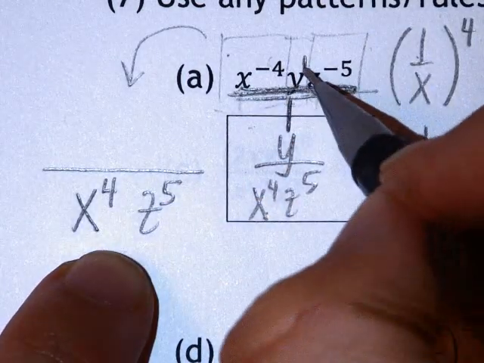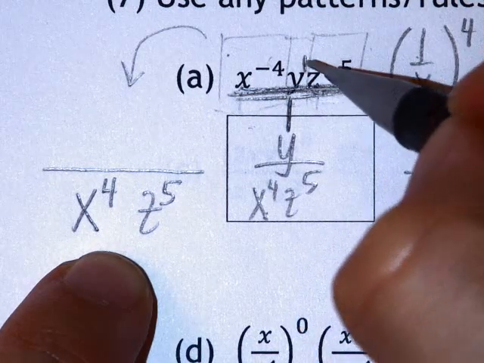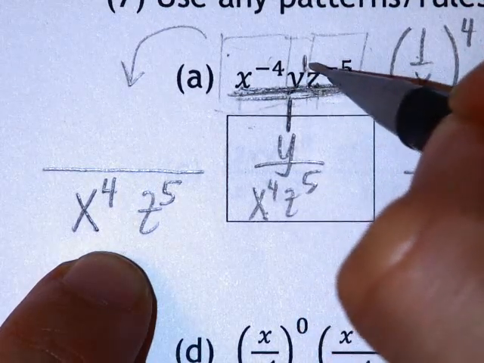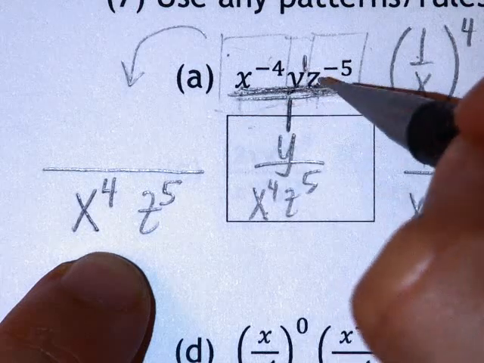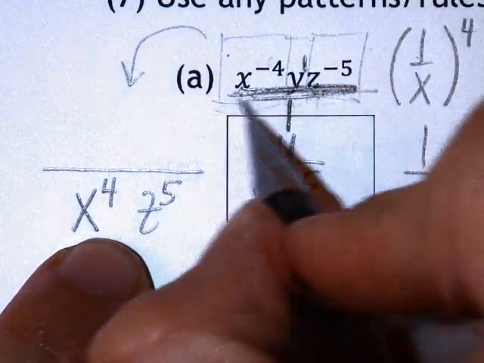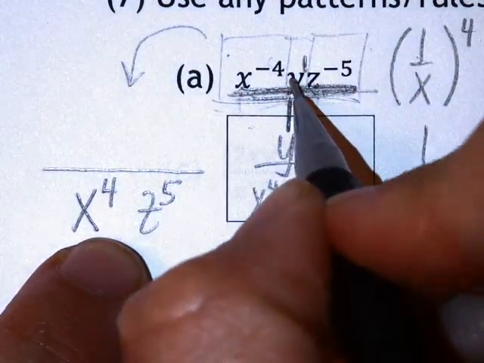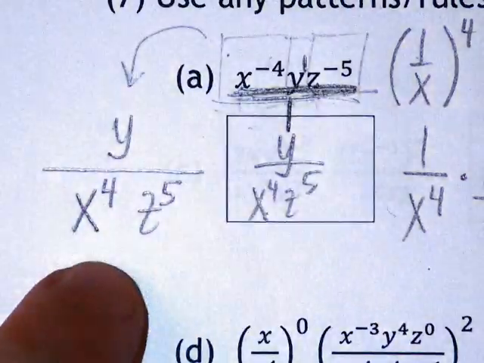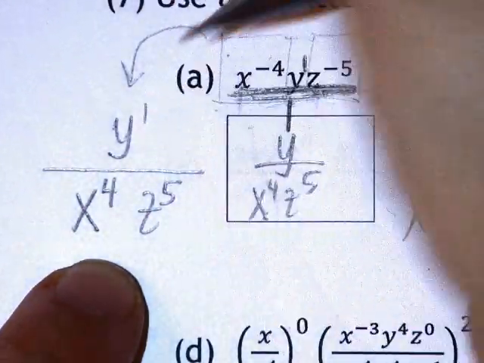Now the only thing that's not going to change is the y, because its exponent is already positive. Y to the power of 1 is still y to the power of 1. It's not going to move. So you notice how it was on top of the giant fraction bar to begin with? It's going to stay on top of the giant fraction bar, and it's not going to change at all.